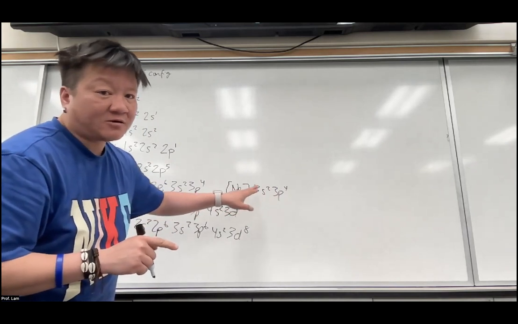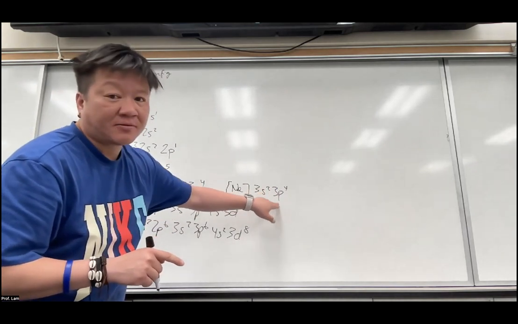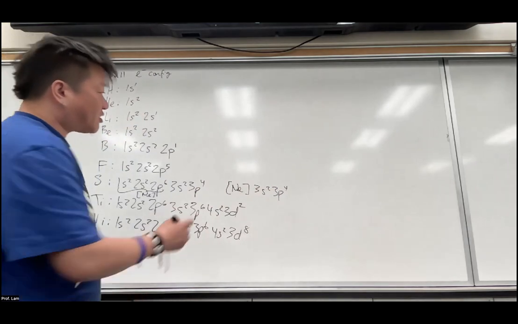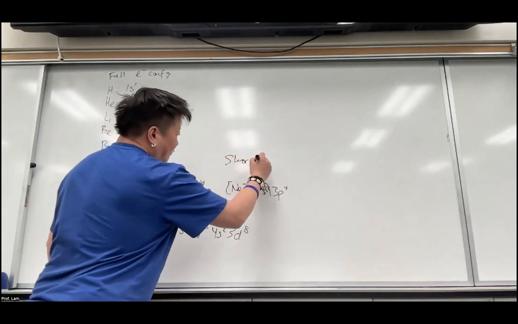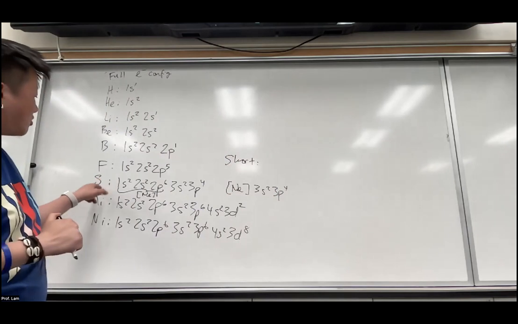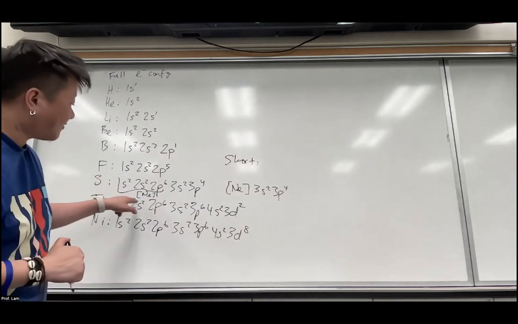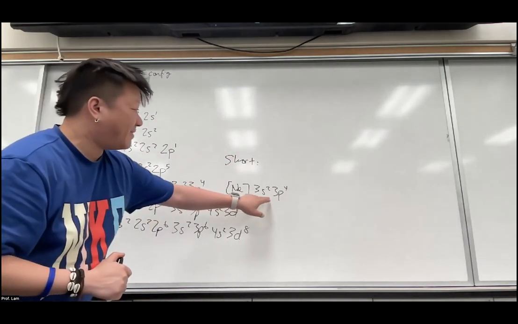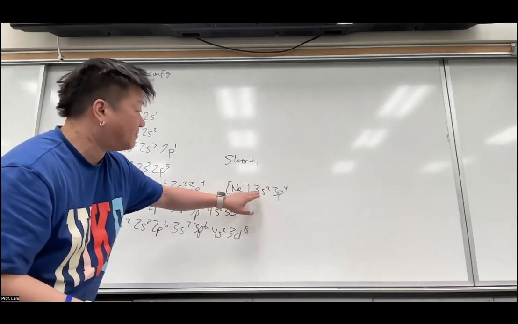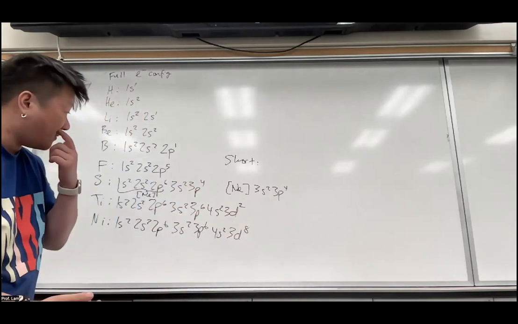So at neon, you go forward, it's 3s2. You keep going, it's 3p4. So in the short configuration, what you're saying is sulfur has the same electron configuration as neon, and then some. And what is the and then some? 3s2, 3p4. Okay.